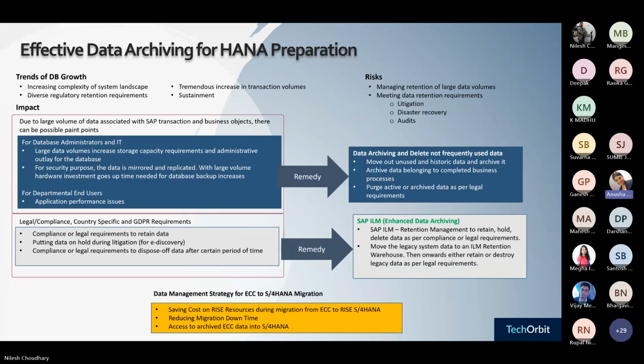So that is the remedy that you will have to think about when you are facing some of the administration challenges, or if your business end users are facing some performance issues. And the second impact you have to think about is from the legal perspective, or the country specific perspective, or the GDPR requirements.